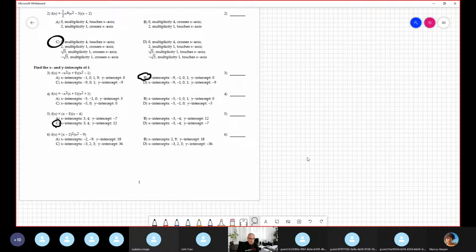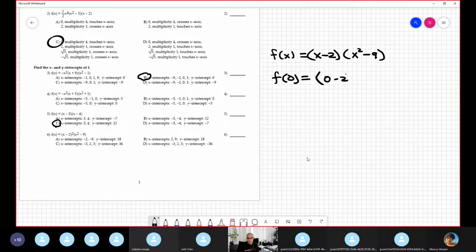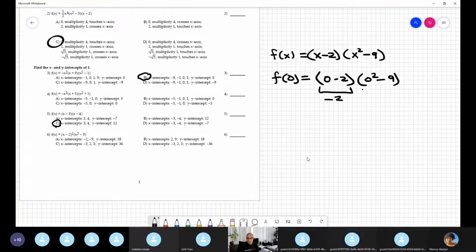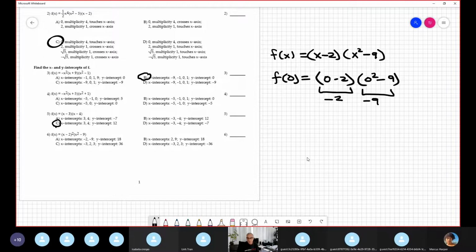Okay, number 6 is f of x equals x minus 2 as the first factor, and this is x squared minus 9. Okay, it's obvious that the y-intercept is 0 minus 2 times 0 squared minus 9. This is negative 2, and this is negative 9. So the multiplication is positive 18. So the y-intercept is the point 0, 18.